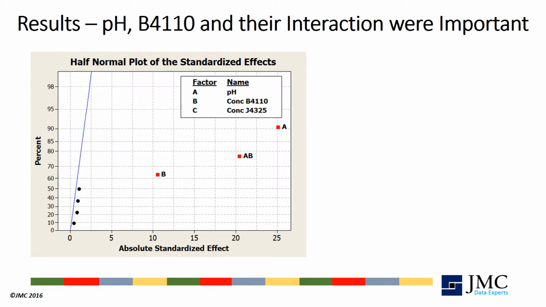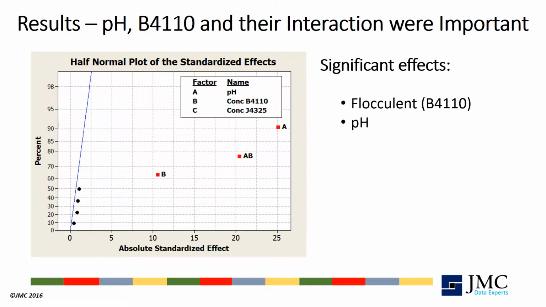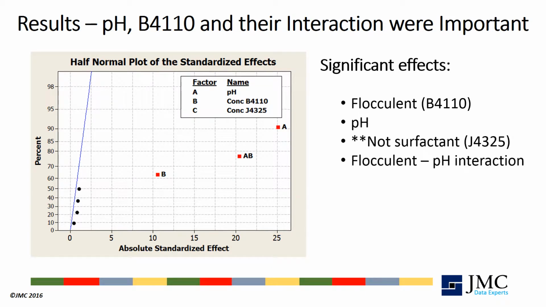The results were surprising, but not uncommon. The half-normal plot of effects shows that only the pH and the flocculant had a significant effect on turbidity, but the surfactant did not. We say not uncommon because the pH 4110 interaction was key. One of the strongest reasons for using factorial designs is that they discover predictor variable interactions that have a major impact on the response.